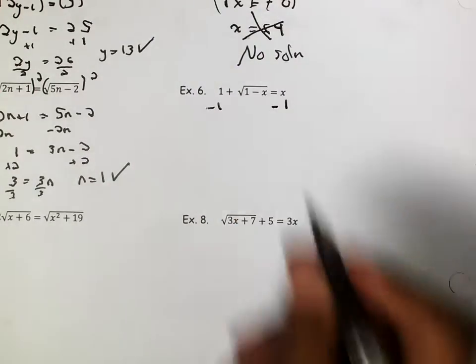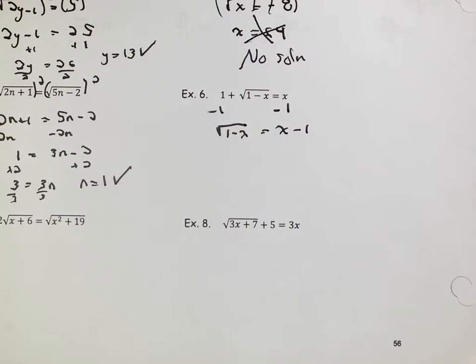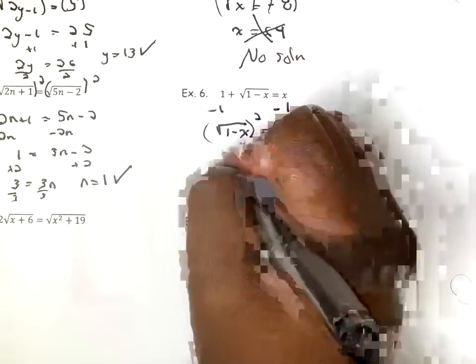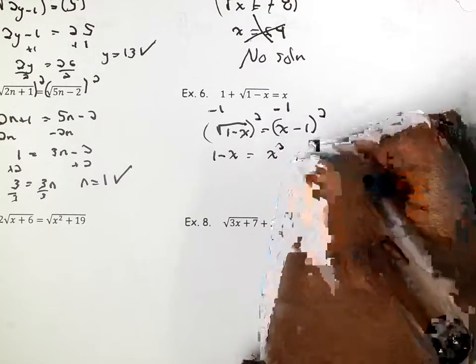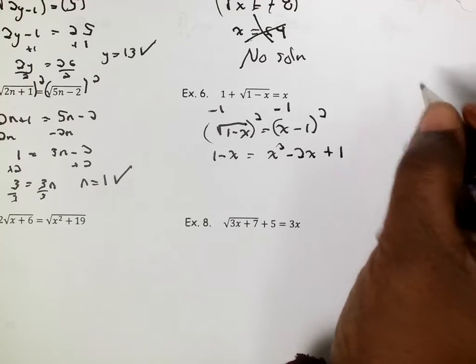Alright, number 6. Again, I want to isolate the radical because there's only one. So this is a little bit messier because when I go to square both sides, we have to make sure we FOIL that out. So I get 1 minus x equals x squared minus x minus x. So I get a middle term of negative 2x plus 1.